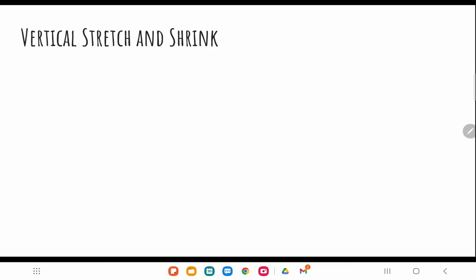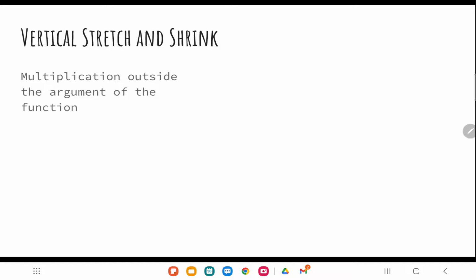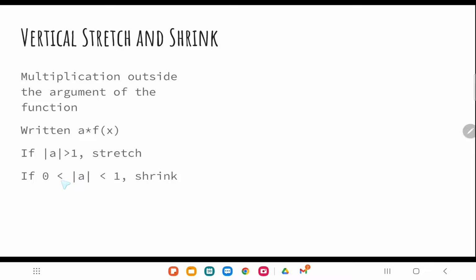Function graphs can also be stretched and shrunken, either vertically or horizontally. Vertical stretch and shrink is a multiplication outside the argument of the function, again, the a times f of x. If the absolute value of a is greater than 1, this is a vertical stretch. If the absolute value of a is in between 0 and 1, this shrinks. Obviously, a would not be 0 or 1. If it's 1, we still get nothing going on, no shrink or stretch. If it's 0, we get a pretty boring graph.